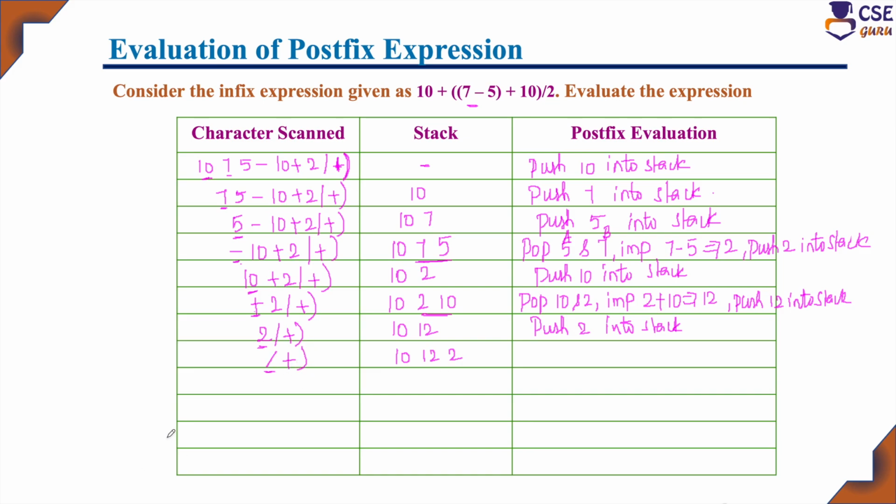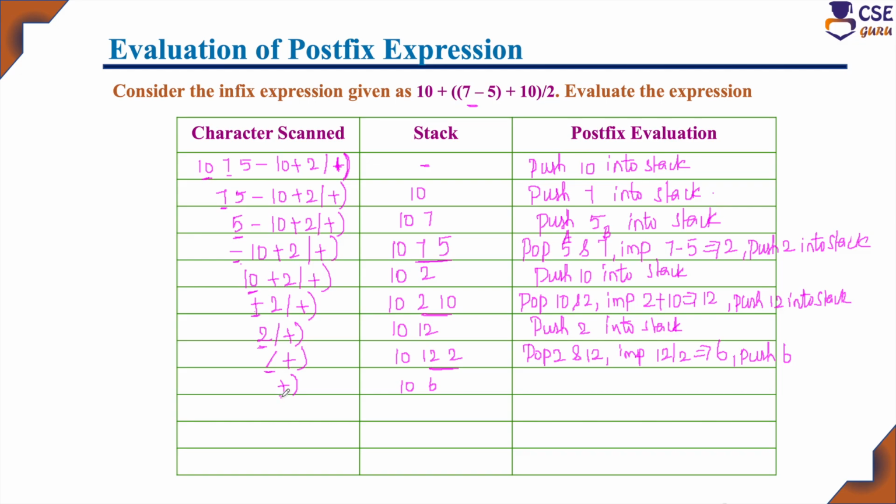Next comes the operator division. So pop the top 2 elements. Pop 2 and 12. Then implement B by A. Okay. So 12 divided by 2, and the result you will get is 6. Now push the result 6 into the stack again. So 10 and the result of 12 divided by 2, which is 6, are in the stack. The remaining input characters are plus and closed parenthesis.